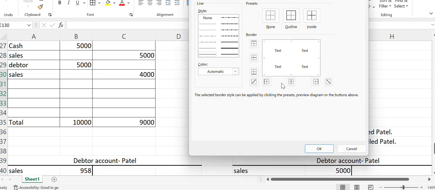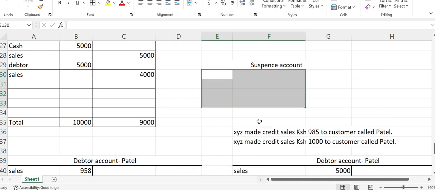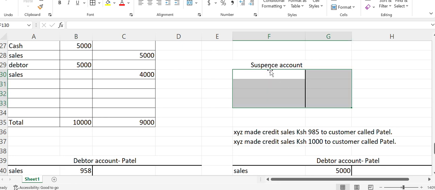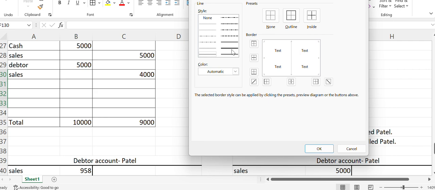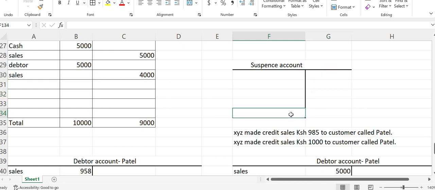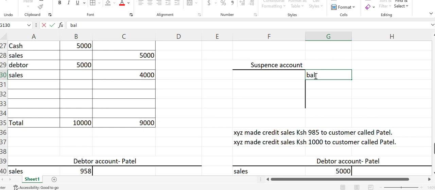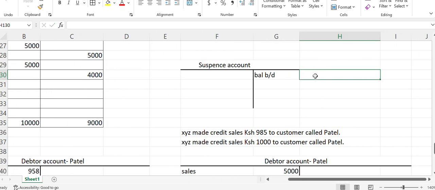And then you can see from that particular trial balance, the balancing figure, the figure that has failed to balance, is on which side? Credit side, 1,000. So in the suspense account, you record that figure on that side as balance brought down. And that is 1,000. That's what I wanted you to know.